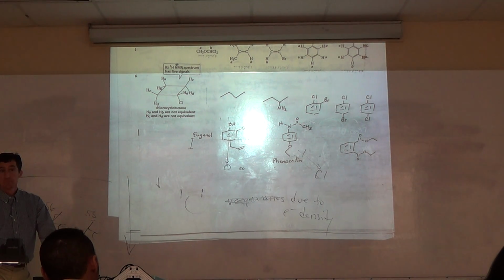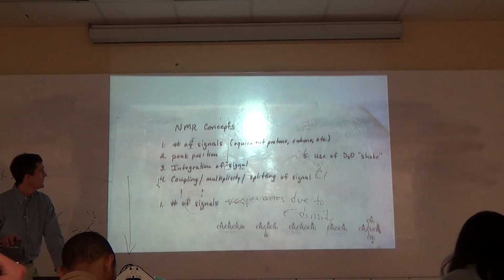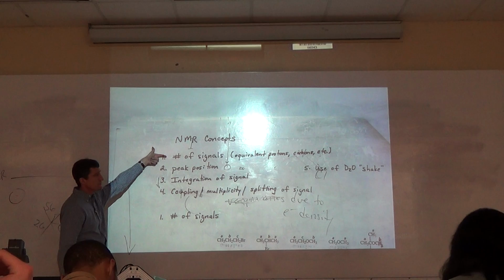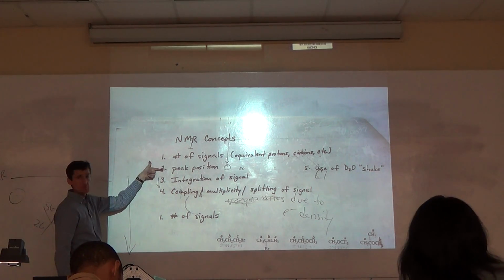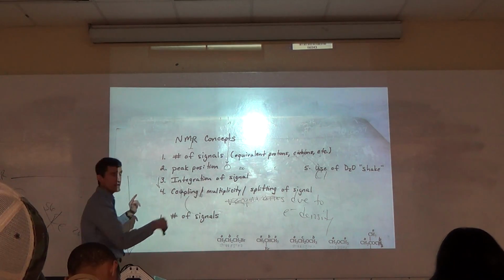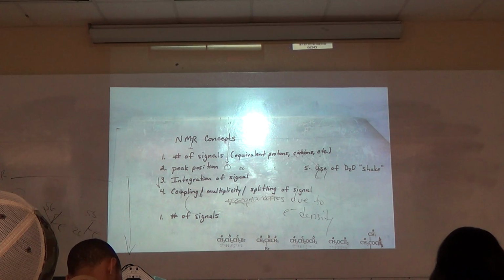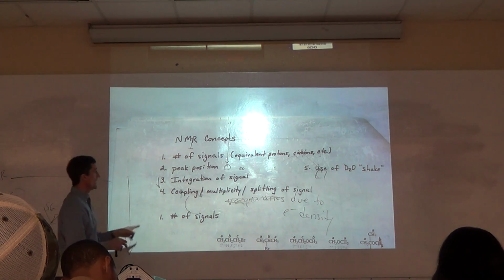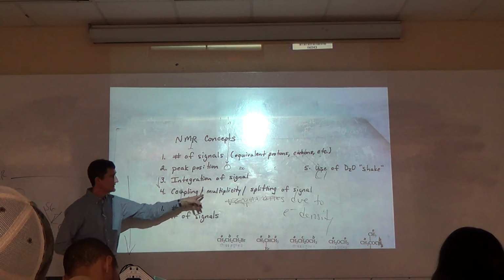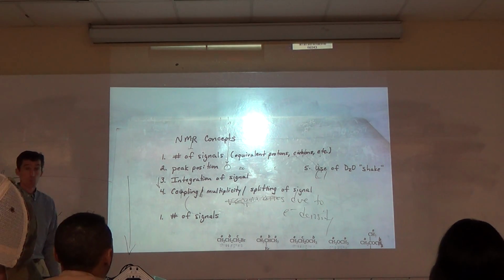Okay. So about theory, how do you use this stuff? How do you interpret it? Four main things we're going to look at. One thing we've already done at the very beginning. We're going to look at the number of signals expected, peak position, why some signals are more upfield versus downfield. We're going to integrate signals. That'll tell us how many nuclei we're dealing with. And then we'll look at coupling or multiplicity. That's the signals being singlets, doublets, triplets, quartets. Why are they like that?